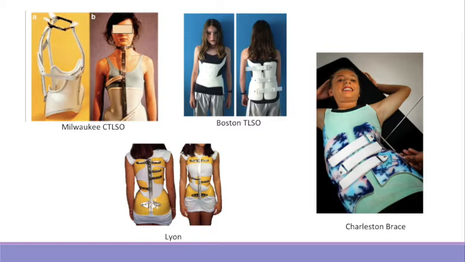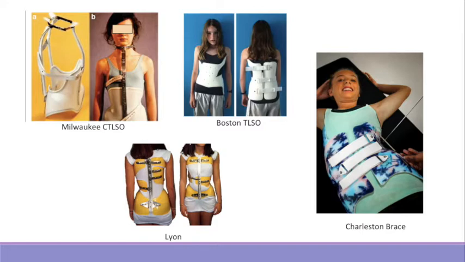The Milwaukee, or CTLSO, is for those at T8 and above. The Boston is known as a TLSO, and those are for patients that have their curvature lower than T9 or 10.